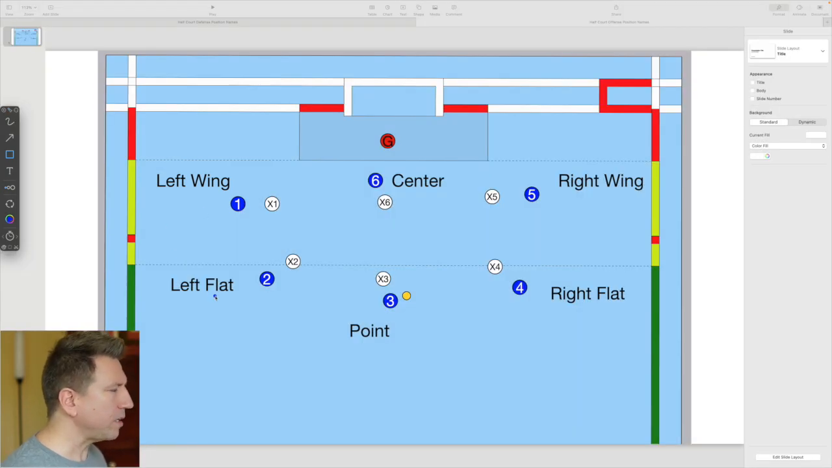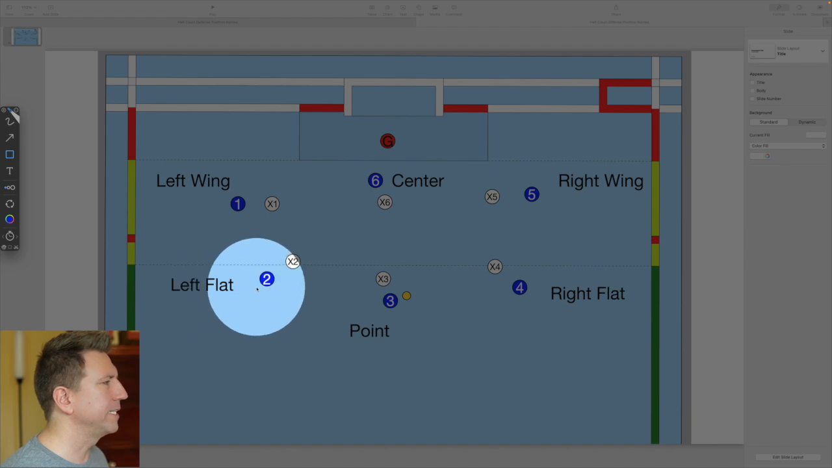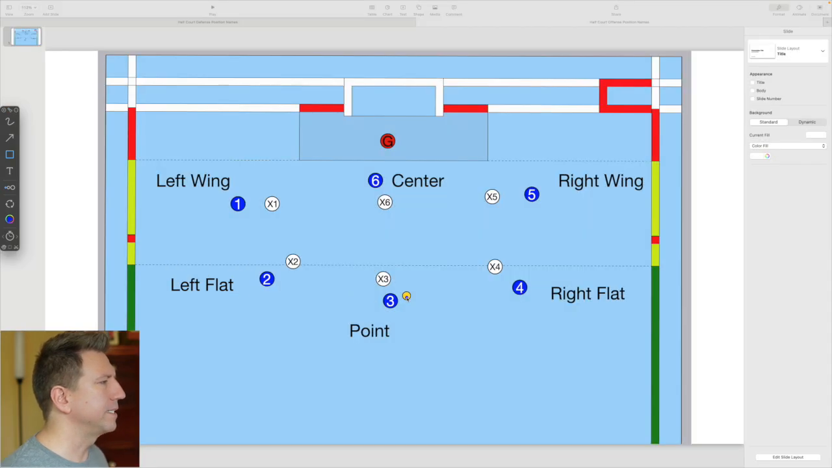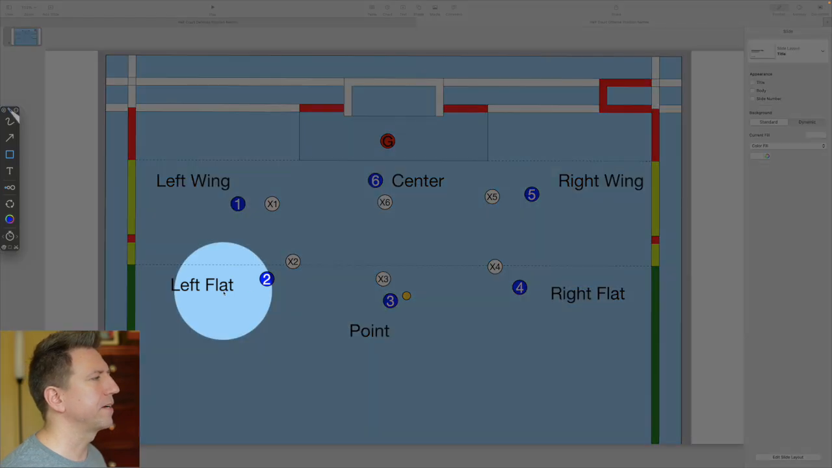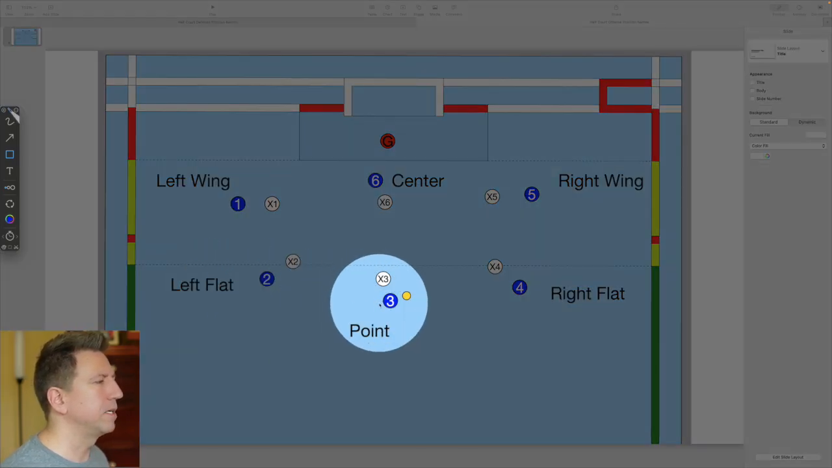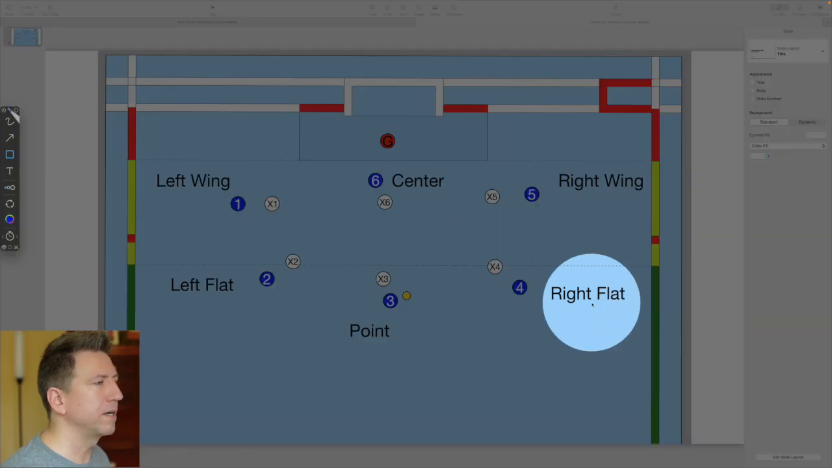We then have the left flat at 2. I think about the flat as a reference to the point. A nice way of thinking about it is you move in a flat way, or just horizontally, from the point. You can think of a flat surface as horizontal, so you go out to that flat there. Then the third position is the point at the top, which is related to basketball terminology as well. Then fourth position, we have the right flat.